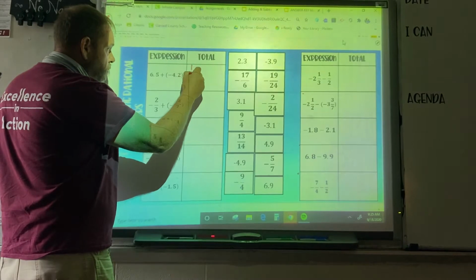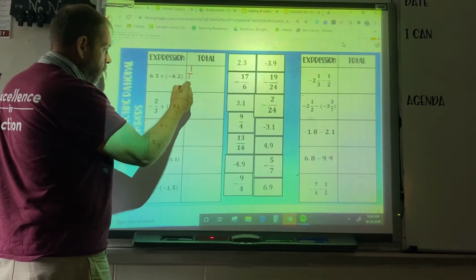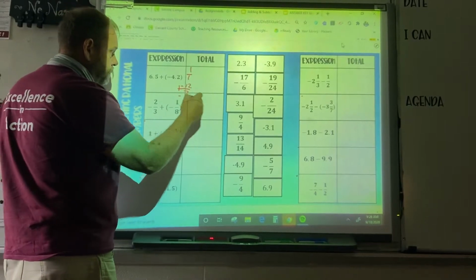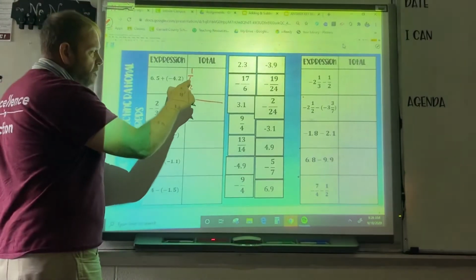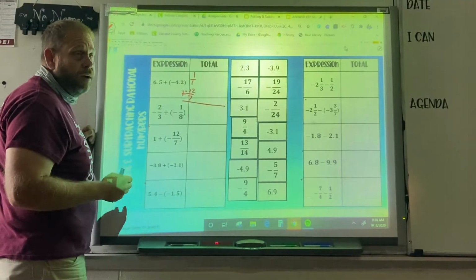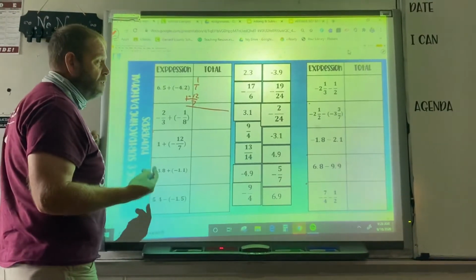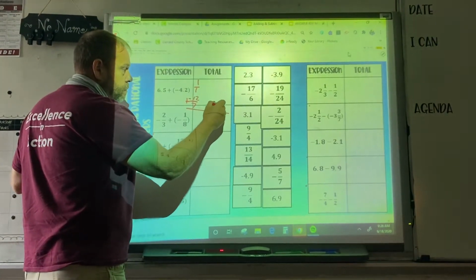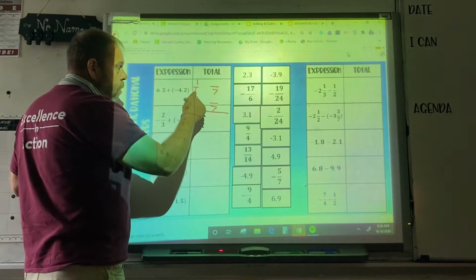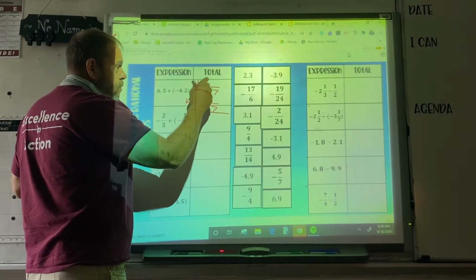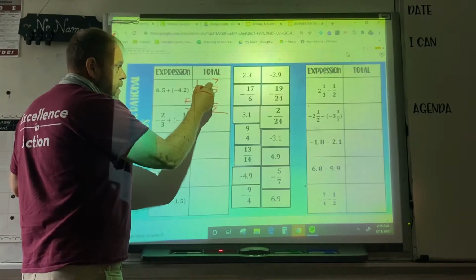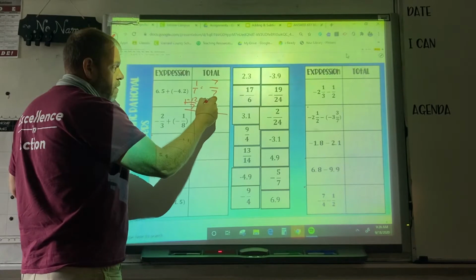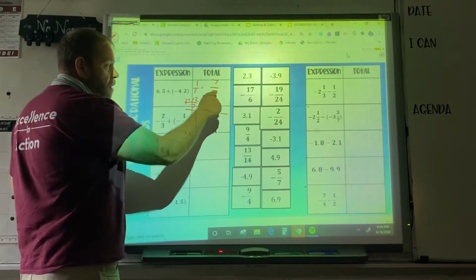So I've got 1 over 1 plus negative 12 over 7. Now my denominators are not the same. So I've got to find the least common multiple of both of them. The smallest number that 1 and 7 will both go into is 7. 1 will go into 7, 7 times 1 is 7. Those are equal now. 7 will go into 7 1 times negative 12 is negative 12. Those are equal. Now my denominator is the same.